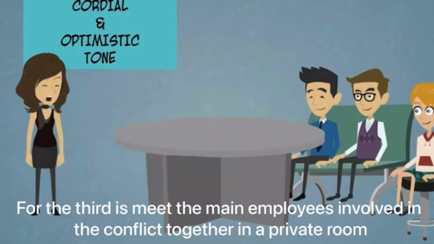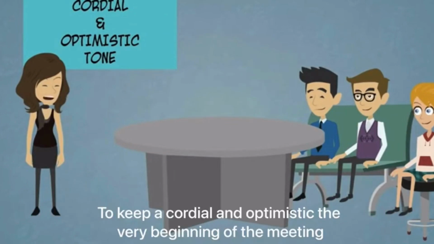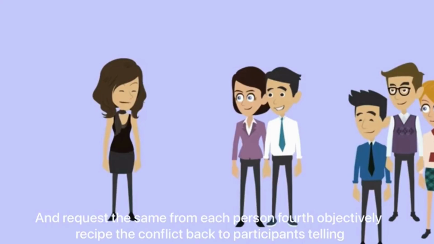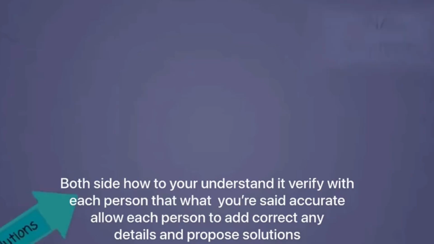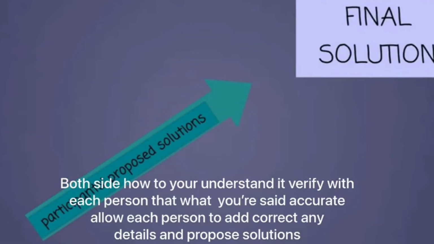The third is to meet the main employees involved in the conflict together in a private room. Keep a calm and optimistic tone from the very beginning of the meeting, and request the same from each person. Objectively relay the conflict back to the participants, telling both sides how you understand it. Verify with each person that what you have said is accurate, and allow each person to add or correct any details and propose a solution.